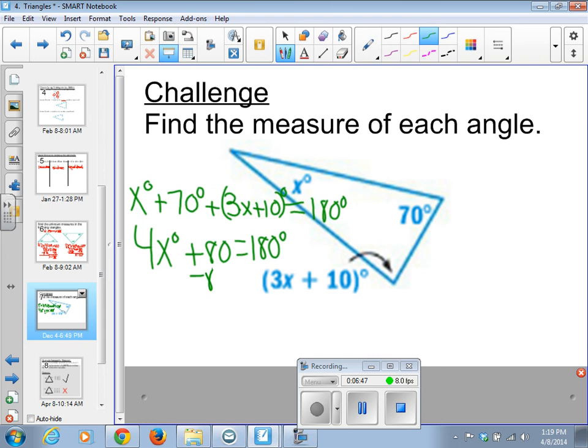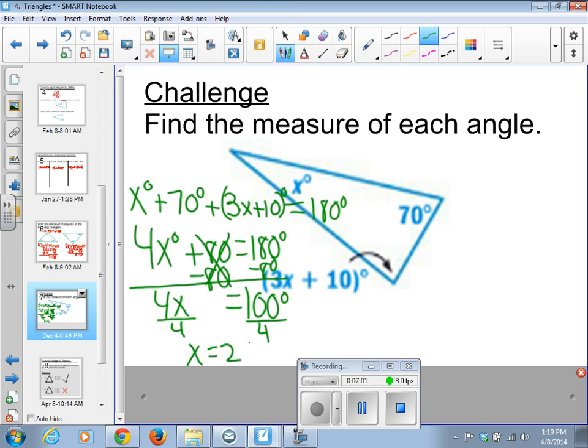Subtract 80 from both sides. That goes away. Left with 100 degrees. One step left, divide both sides by 4. x equals 25 degrees. Now, let's check our work by plugging 25 in for x.